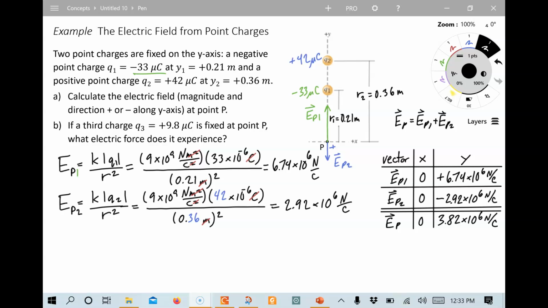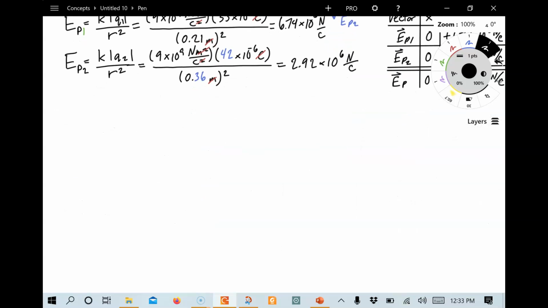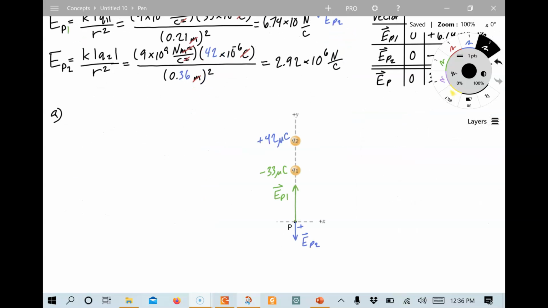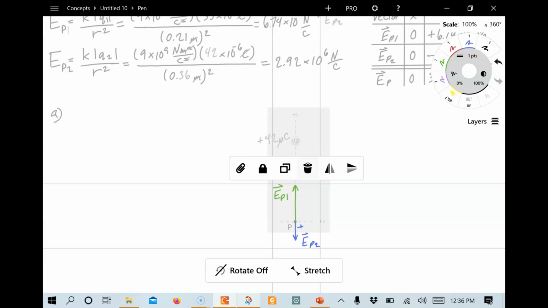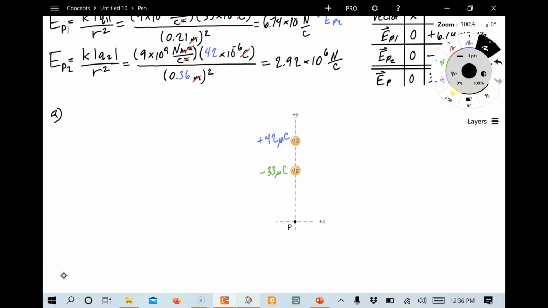To complete part A, we need to calculate the magnitude and specify the direction plus or minus along the y-axis. Well, in one dimension, since the y component is positive, that is our magnitude. But let's go ahead and replot this again just to see this a little more clearly. All right, so here's our picture again. And so now that we've added these vectors, we can replace these two with the single vector EP. And we know that in this case, that single vector EP points straight up.